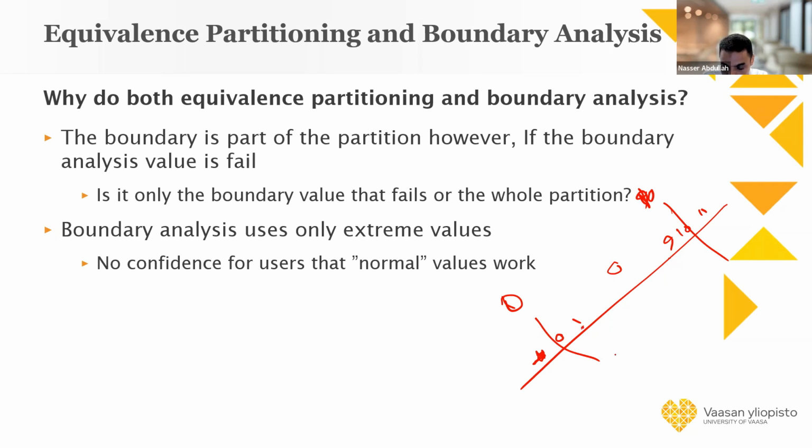1 and 9 are from the partition. Also here, -1 is from the partition, 11 is from the partition. So we have invalid, valid, invalid. So why not only partitions? Because now we test only the partitions.